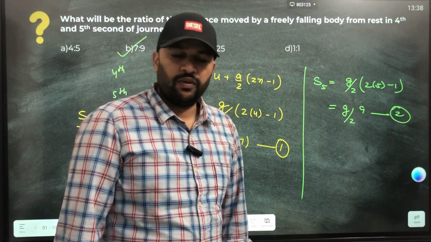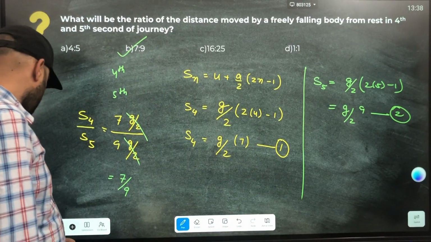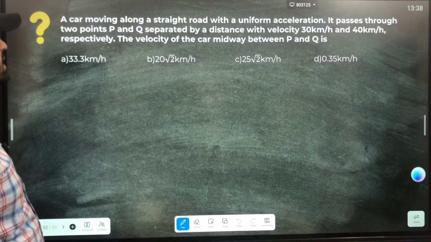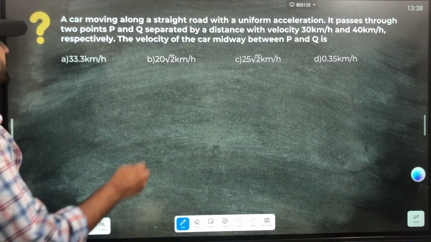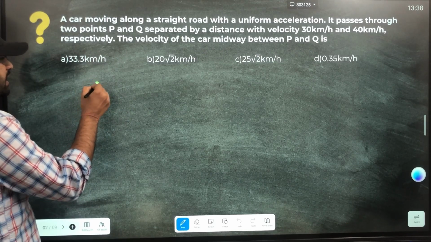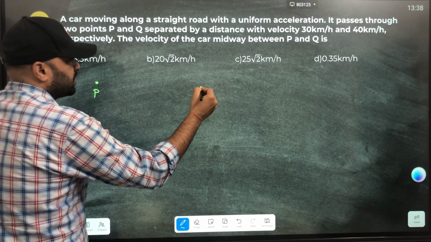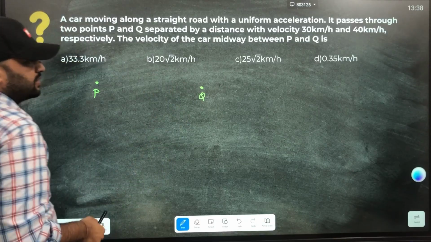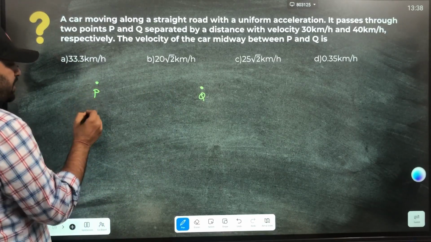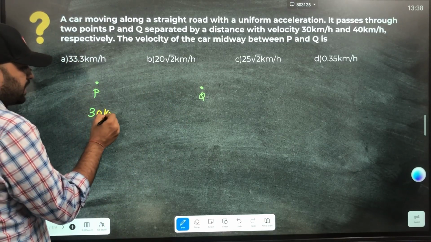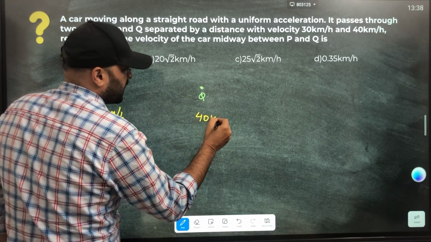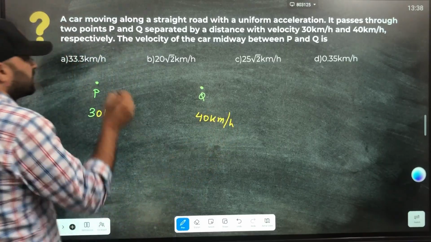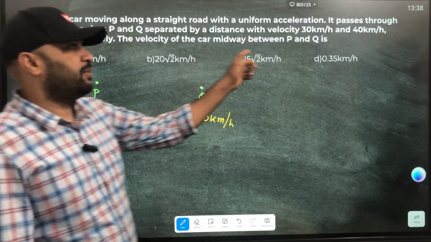Okay, let's move to our next question. The question says, a car moving along a straight road with uniform acceleration passes through two points, P and Q, separated by a distance. Let me write P here and assume this as point Q. At point P the velocity is 30 km per hour and at point Q the velocity is 40 km per hour, respectively. Find the velocity of the car midway between points P and Q.